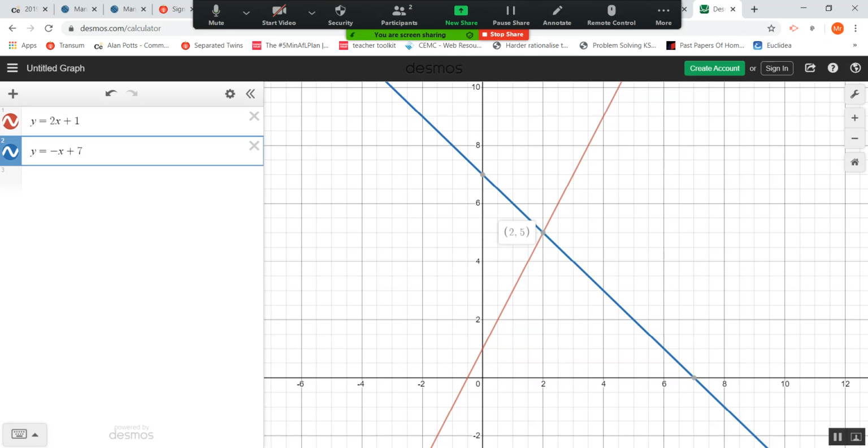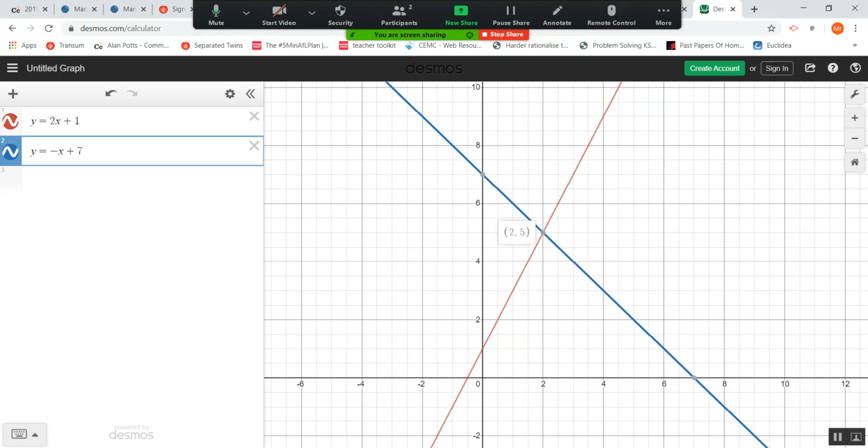It's on the screen in front of you. Not just 5. You've got to be more specific. So what does the 2, 5 represent? Yeah, so which one's the x? 2, and the y is the 5. So that's the solution to those two equations, that system of equations.